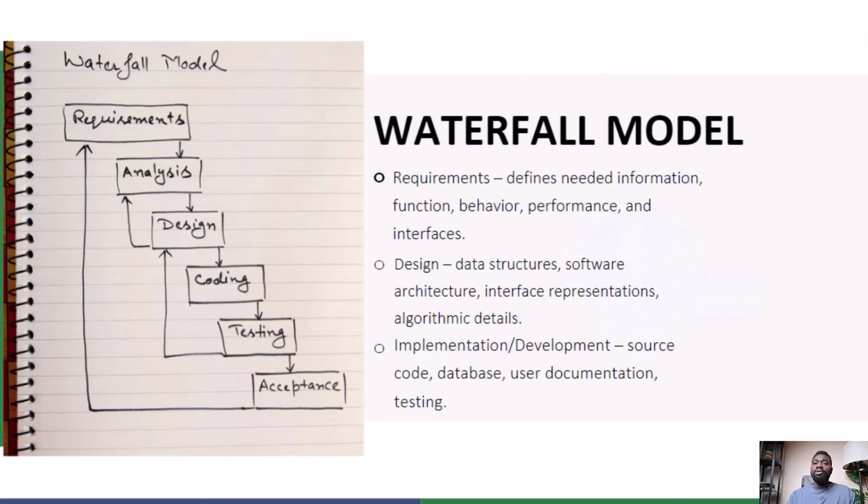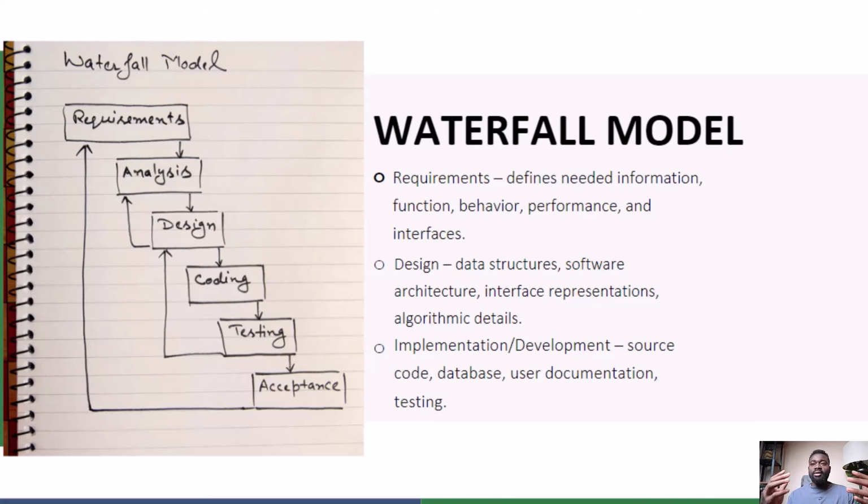The waterfall model is a traditional and sequential approach to project management and software development. It's characterized by a linear and structured progression of phases, with each phase building upon the result of the previous one. The waterfall model is often used for projects where the requirements are well defined and stable. Here is an overview of the key phases and characteristics of the waterfall model.